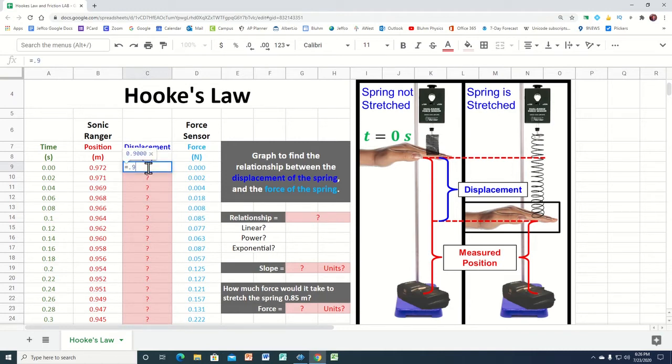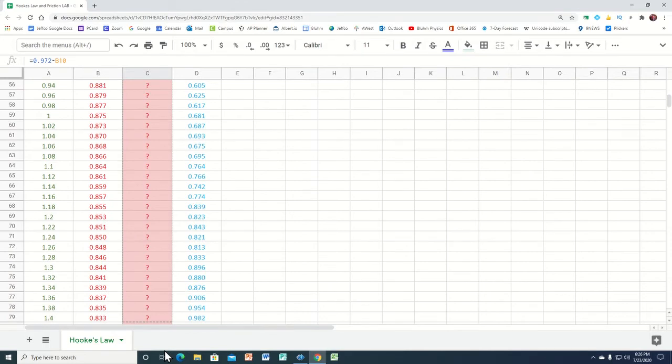This 0.972 was my initial, and we're going to subtract it from that one and hit enter. The cells turn green because I've formatted it in the background to let you know that you're on the right track. But if I take that cell and copy it down one, it will be taking 0.972 minus the number down one. So we'll put the cursor on the corner there, copy it all the way down.